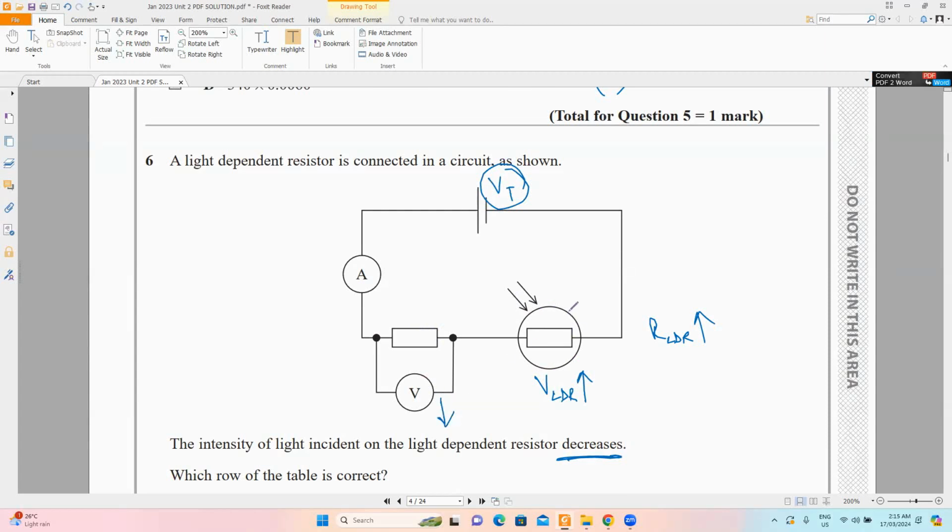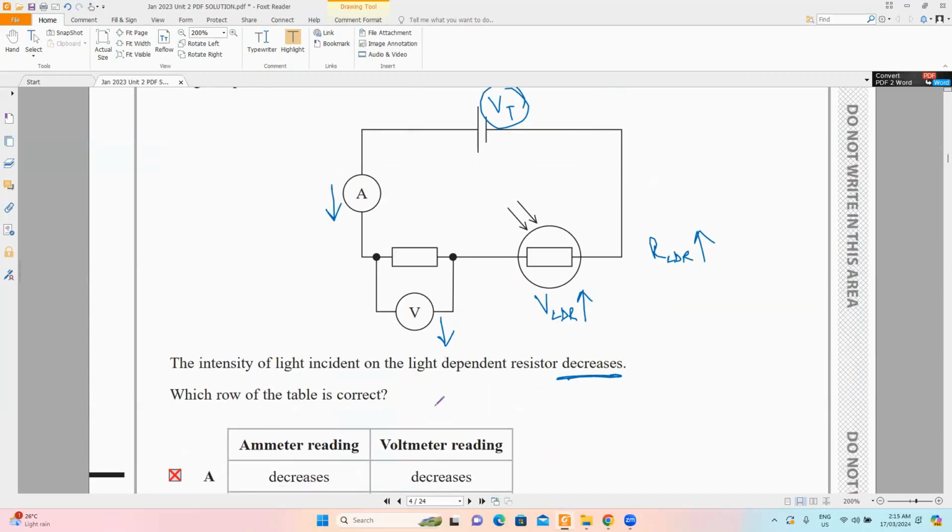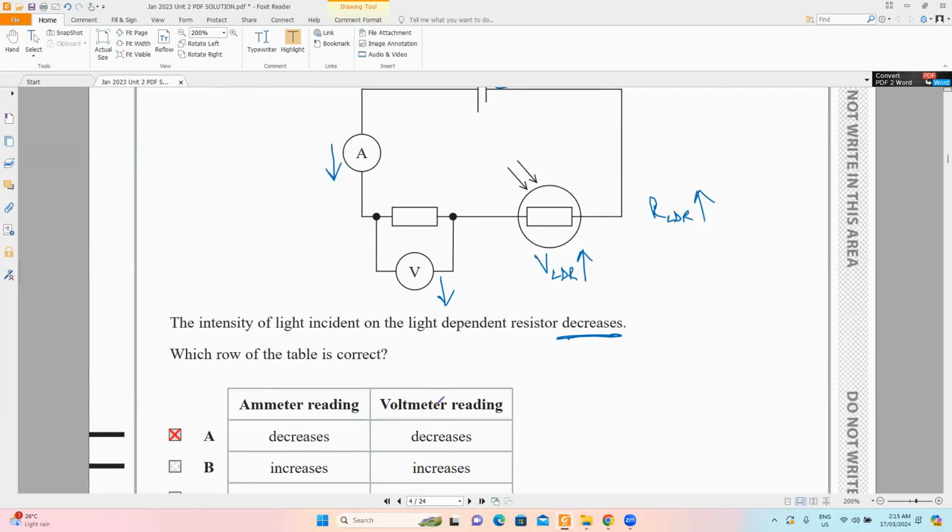Number two is, if the resistance of the LDR increases, the resistance of the entire circuit also increases. So that decreases the current. So the current decreases and the voltage decreases. So my answer is A. Ammeter reading decreases and the voltmeter reading also decreases.